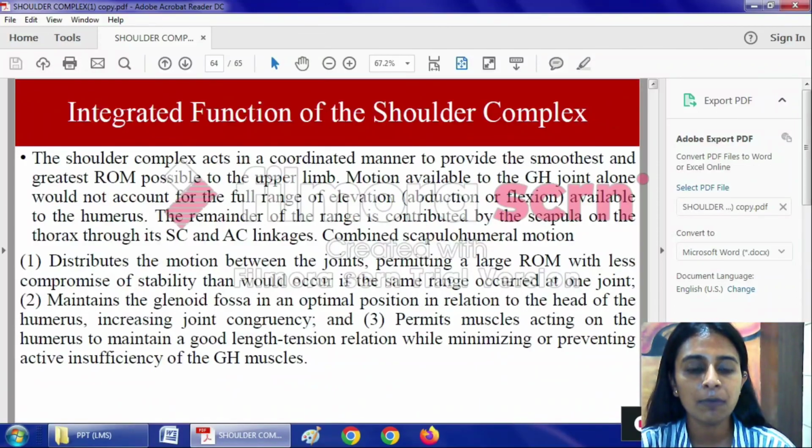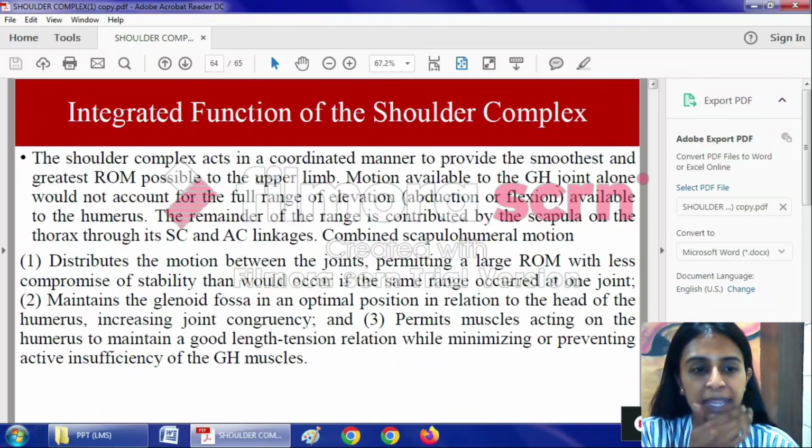It maintains the glenoid fossa in an optimal position in relation to the head of the humerus, increasing joint congruency. It permits muscles acting on the humerus to maintain good length-tension relationships while minimizing and preventing active insufficiency of GH muscles.